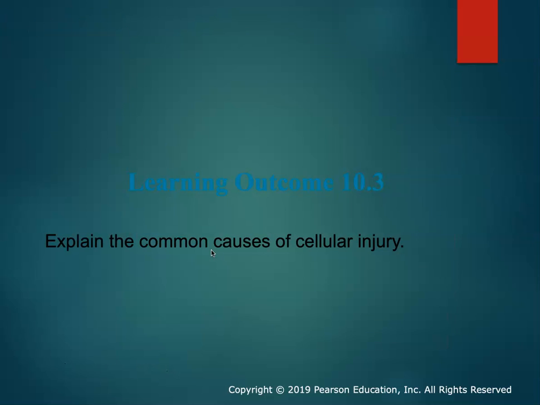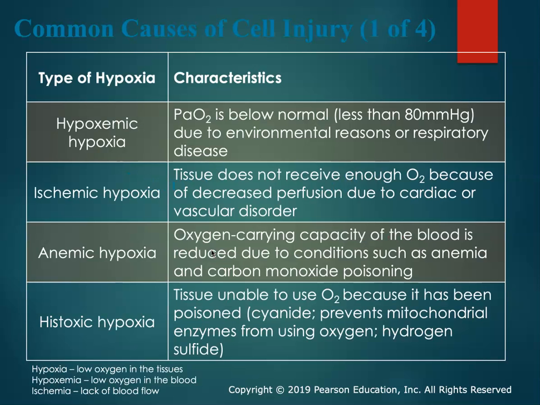Okay. So let's talk a little bit about some common causes of cellular injury. Okay, so what are some common causes? So here's a table that lists a whole bunch of different types of hypoxia. Okay, and so what do we mean by hypoxia? Low oxygen in the tissues. What do we mean by hypoxemia? Low oxygen in the blood. And then ischemia is a lack of blood flow.